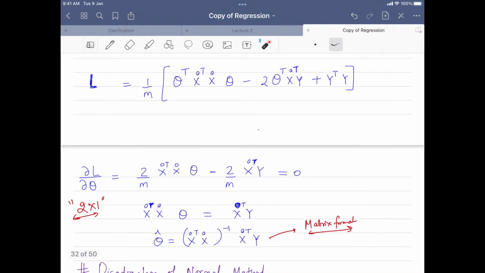As we can see, there is no iteration involved, so you can easily calculate theta hat. But is there any disadvantage here? Not error, but disadvantage. Can anyone tell what kind of disadvantage this method has? Anyone?